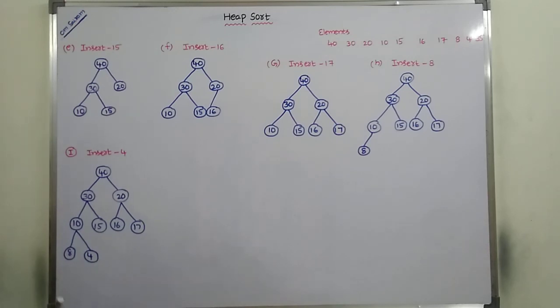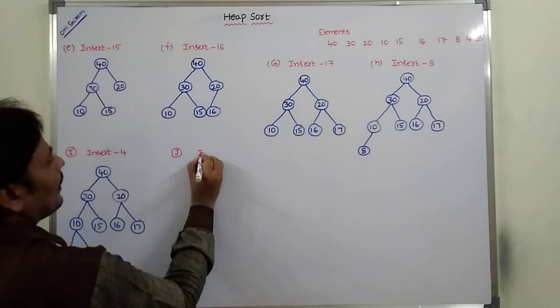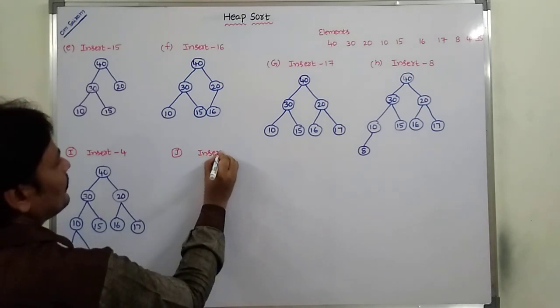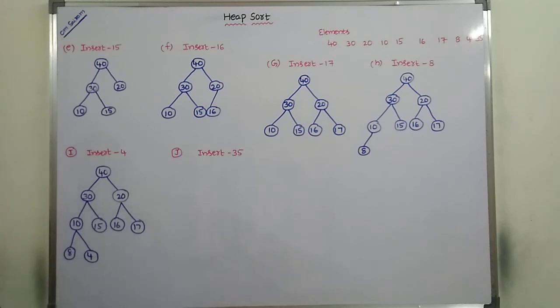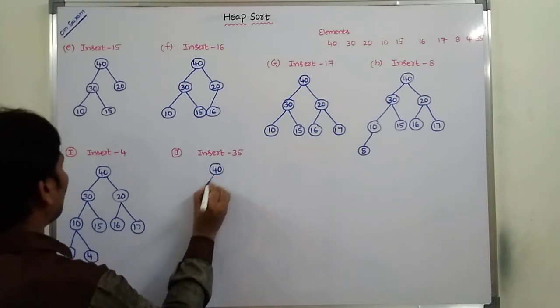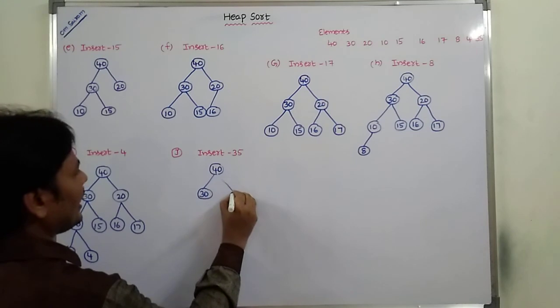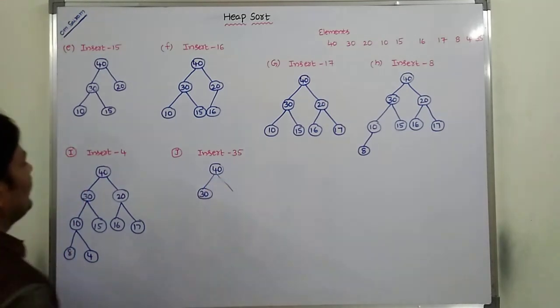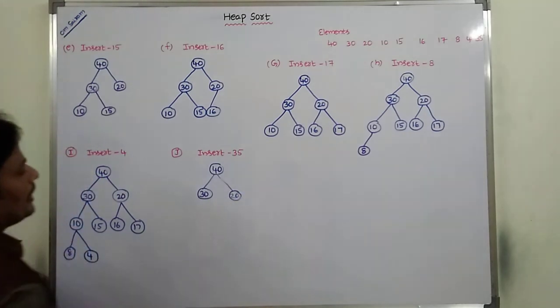Next we have to insert the last element. Insert 35. So before inserting 35, the existing complete binary tree or maximum heap is: 40 is the root, its left child is 30 and its right child is 20.